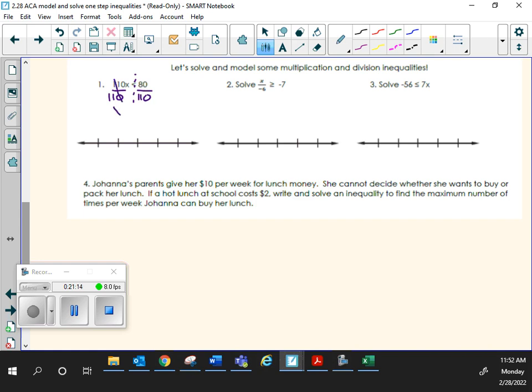I already heard some people say it's not possible. We do know it is possible, but what kind of number is it going to be? It could be a decimal, or honestly, you could leave it as a fraction. I just simplified it. 80 and 110, I could divide them both by 10, because they both end in 0. They are both divisible by 10. I just left it as 8 over 11.